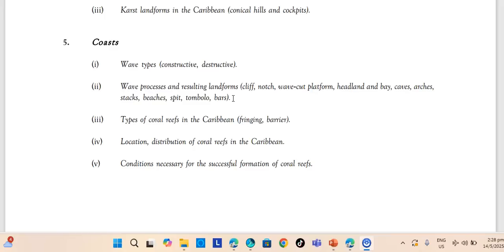Now, what are the wave processes? Wave processes are the actions that shape the coast. They include, so what are some of the actions that can happen that change the coast? Erosion. And we already established that erosion is the wearing away of rock.